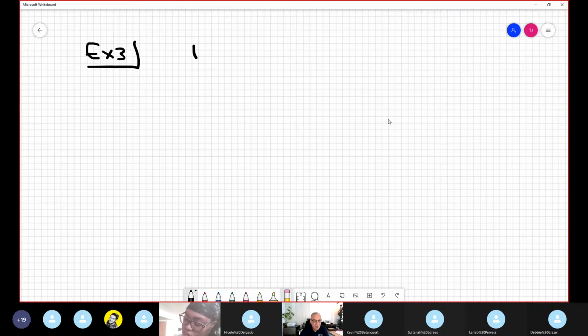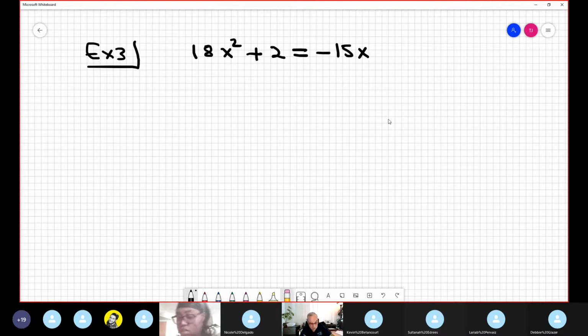Suppose this: 18x squared plus 2 equals minus 15x. Wow, what is that? My question is, is it a quadratic equation or no? Yes or no? In order to make it standard, you have to move 15x over, and then on the right hand side it is 0. Excellent, absolutely perfect.